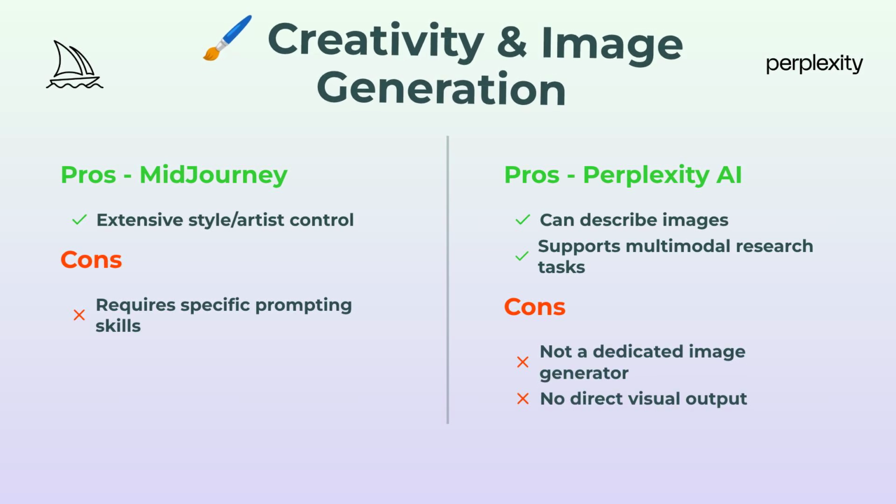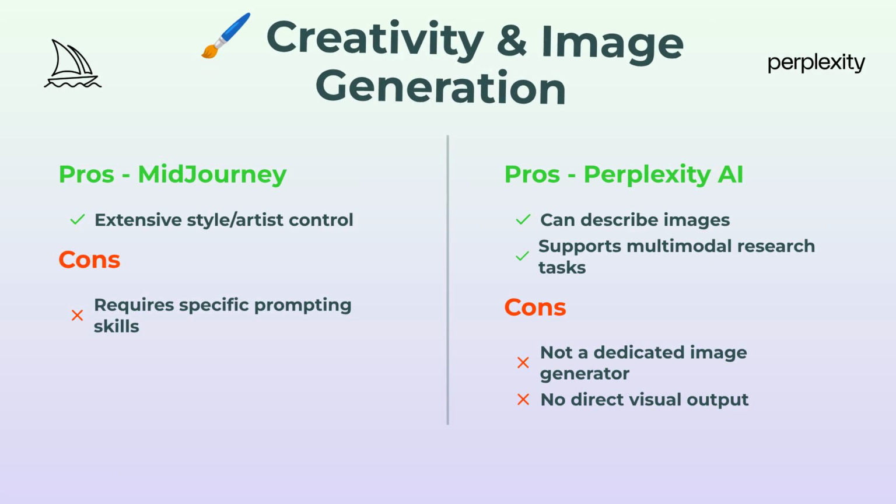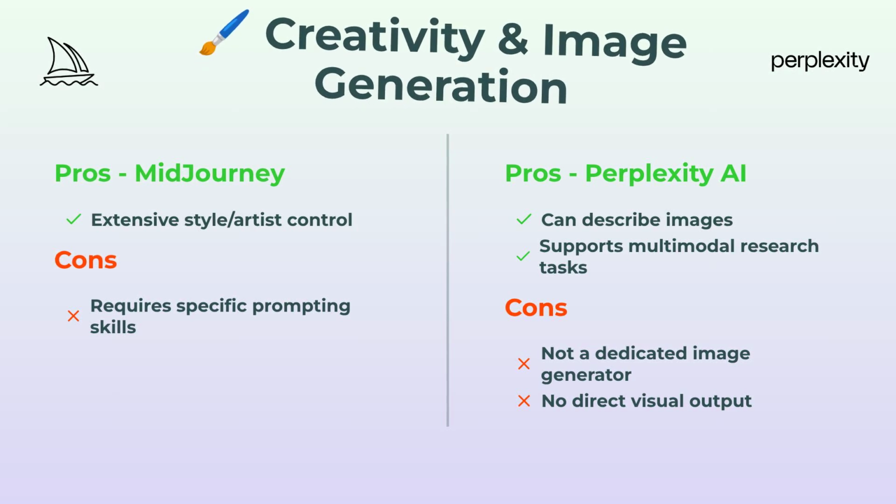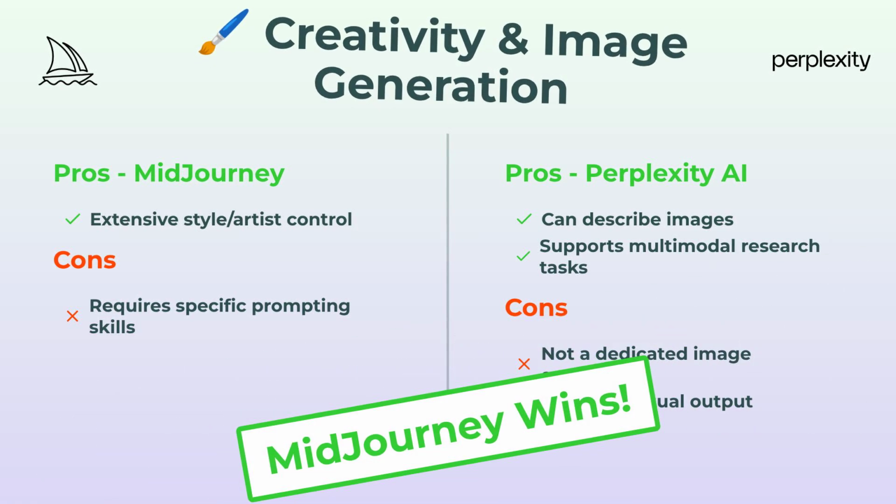On the other hand, Perplexity AI, that's not really an image generator. It can describe images and help with research tasks that use images, but it won't spit out cool art for you. If you want jaw-dropping visuals, MidJourney wipes the floor. Easy win for MidJourney here.